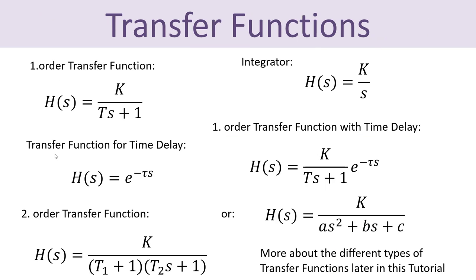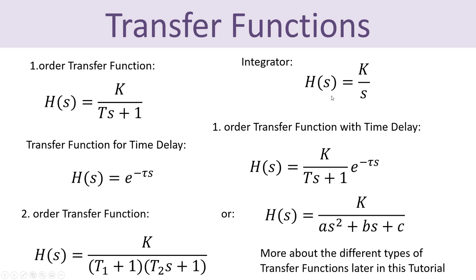In this tutorial, we will focus on the following transfer functions: a first order transfer function. On general form, it can be written like this, where K is the gain of the transfer function and T is the time constant. And here you see a transfer function of a time delay. If you combine a first order transfer function and a time delay transfer function, you get a first order transfer function with a time delay, which looks like this. K is the gain, T is the time constant, and this is the time delay in seconds.